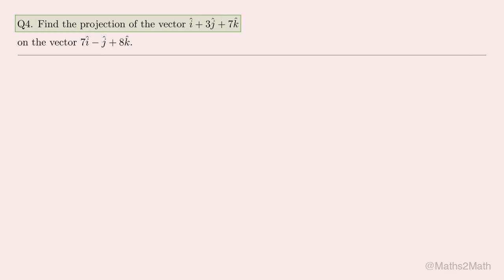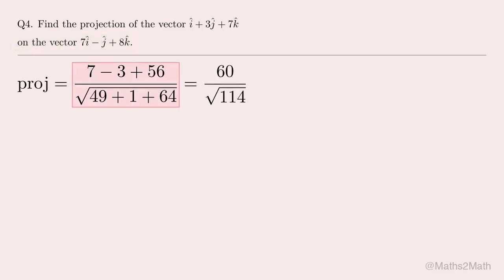Question 4. The same formula with bigger numbers. The target magnitude is root 114. The dot is 7 minus 3 plus 56, 60. Divide by root 114.